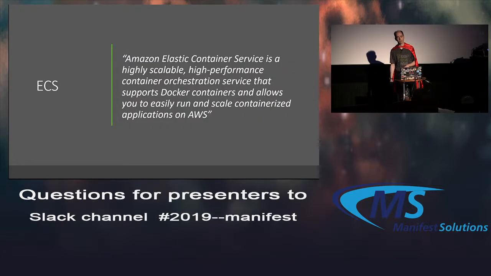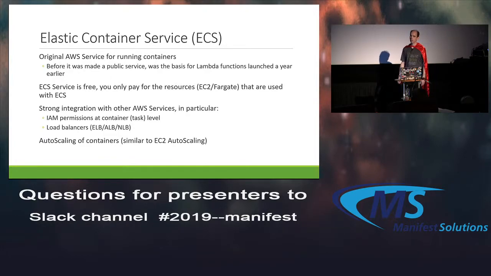So the Elastic Container Service: highly scalable, high performance, but it's a custom AWS option. This is kind of the original service for running containers in AWS. And before it was made into a public service that you could buy and use, it was actually the back end for running AWS Lambda functions. So they announced Lambda functions at re:Invent one year, and then the next spring, I think it was, they announced the ECS service was publicly available for you to run your containers. So every time you're running a Lambda function, you're actually running a container behind the scenes.